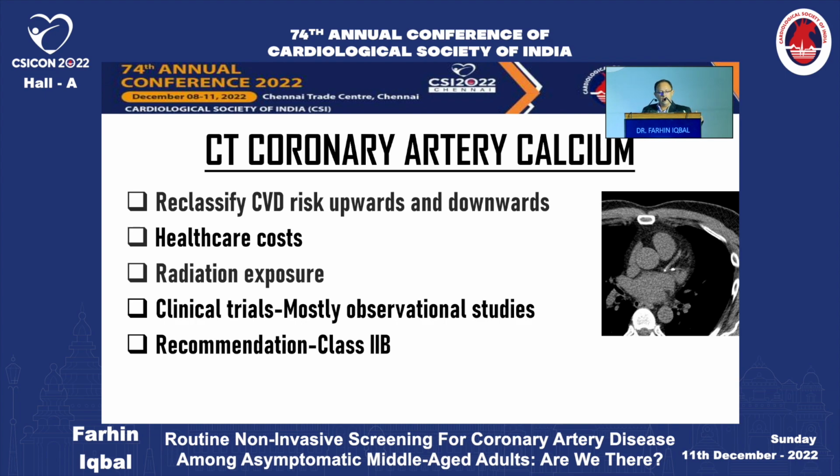can help in reclassifying CVD risk upward and downward. This we have learned from the MESA study, that in those people who were found to have intermediate risk, say a score of 7.5 or 8, and if the coronary artery calcium score comes out to be 0, here we can reclassify them to a lower risk and they will not require any preventive treatment.